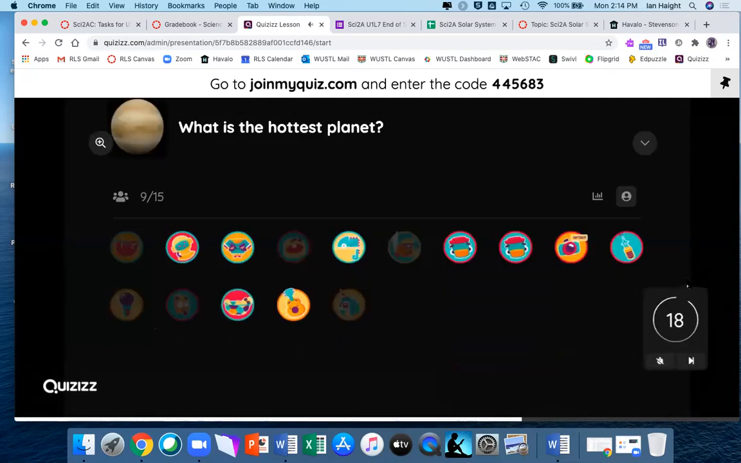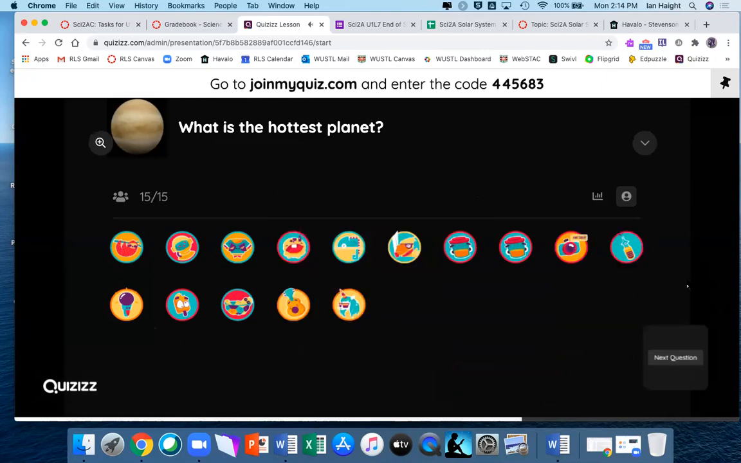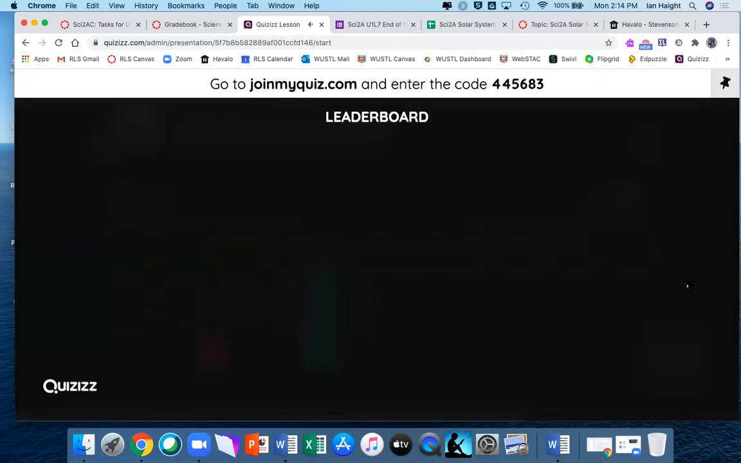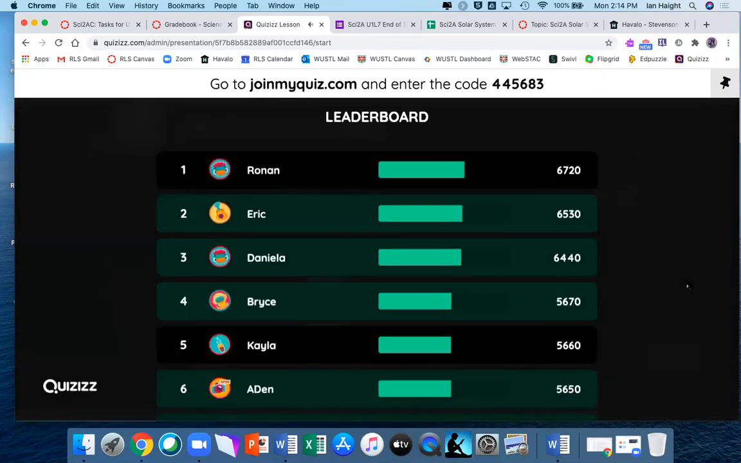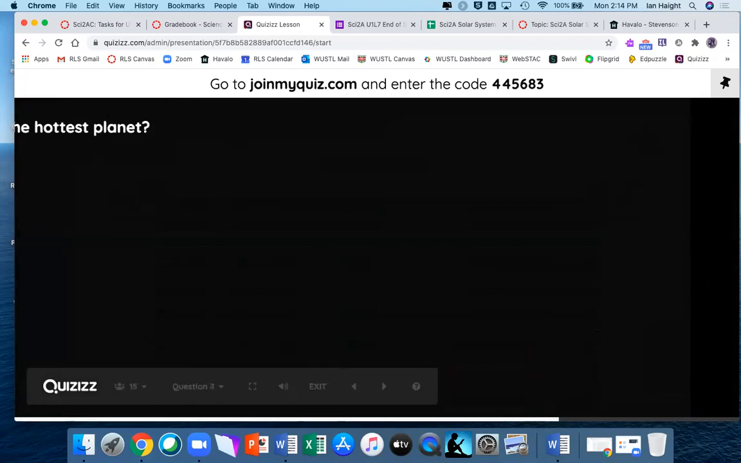What is the hottest planet? Bit of a trick question here. All right, someone's got to catch up to Ronan. Venus is actually the hottest of the planets, even though it's the second closest. And remember, we learned that's because of all the carbon dioxide in its atmosphere.